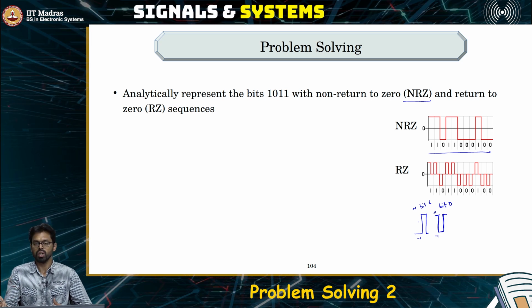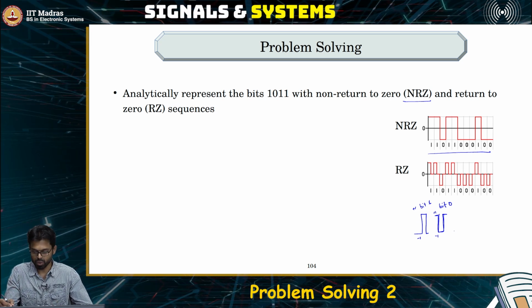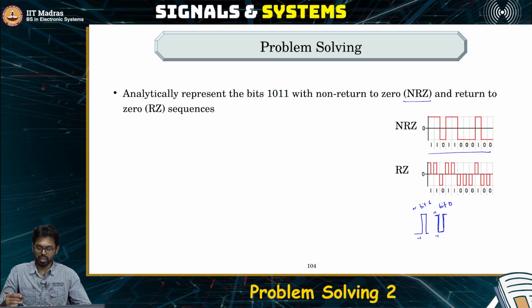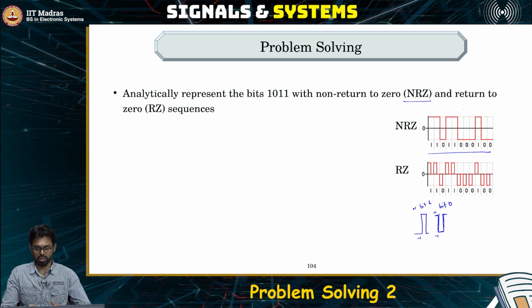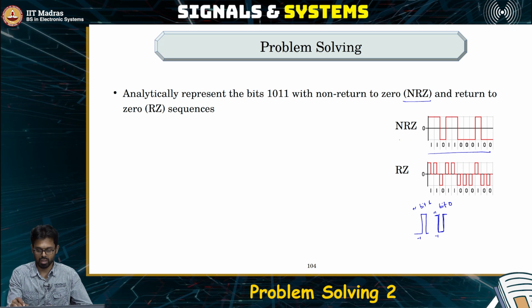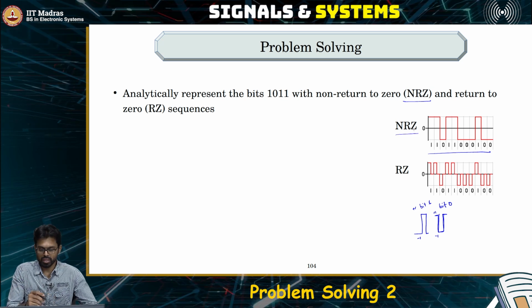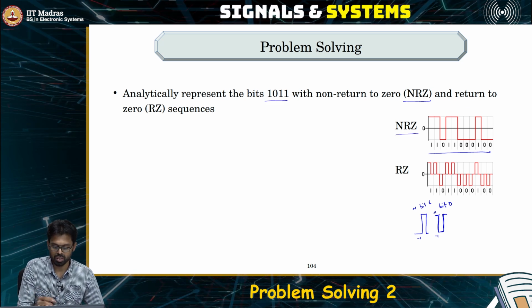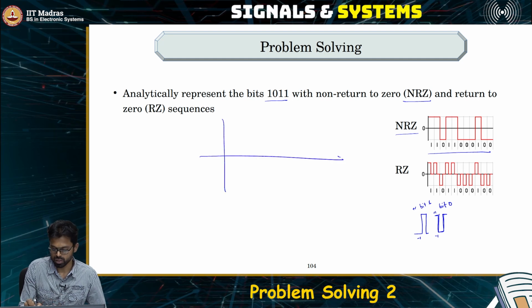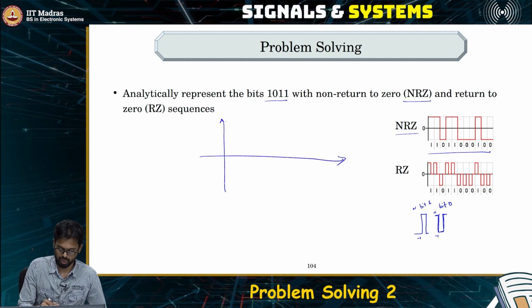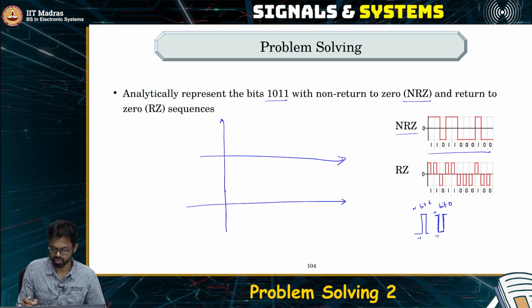So this is called non-return to 0 because the pulse never goes to 0. The pulse is always going somewhere between plus 1 and minus 1. So hence the term non-return to 0. With this encoding scheme, can we represent the bit sequence 1 0 1 1?